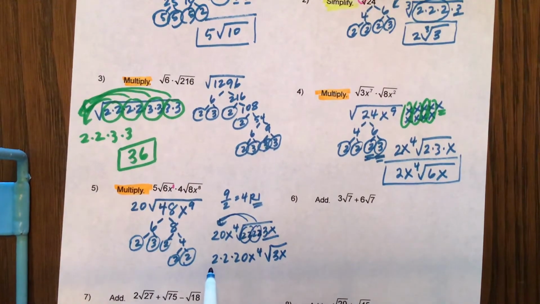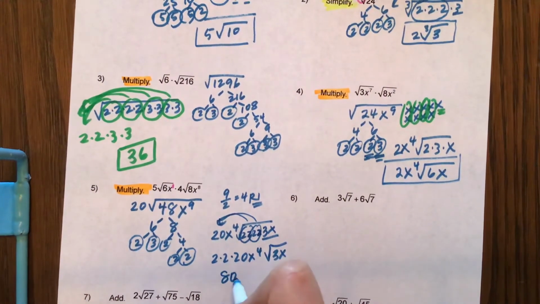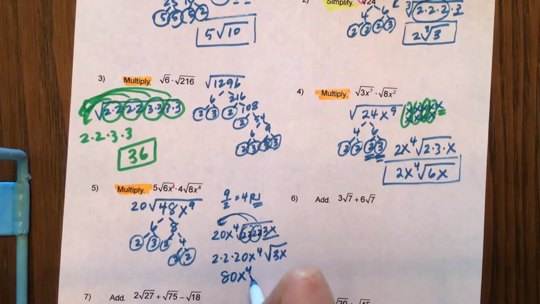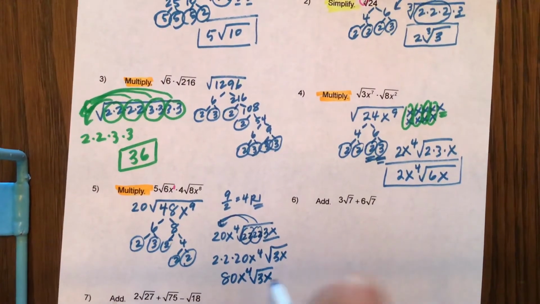So I'm going to have to multiply my 2 times 2 times 20x to the 4th. So that's going to end up giving me 2 times 2 times 20 is 80x to the 4th times the square root of 3x.